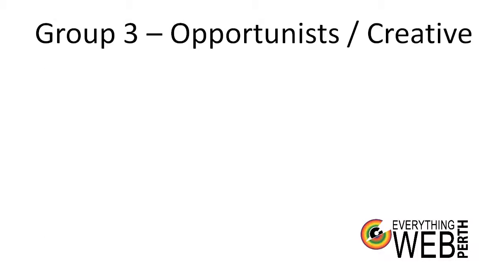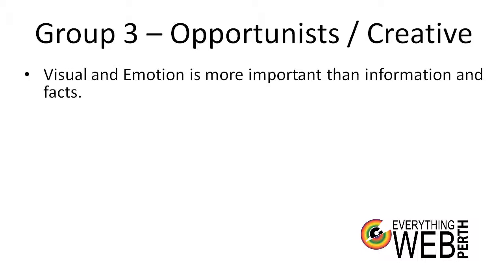Then we've got group number three, the opportunists or the creative minds. These types of people, first and foremost, are visual and emotional. Visual and emotion is more important than information and facts. Not that information and facts are not crucial and important, but they usually think visually: does the site look nice? Does the video look nice? Does it really make me happy? And then after they're happy, they usually start using information and facts to back up their emotions.